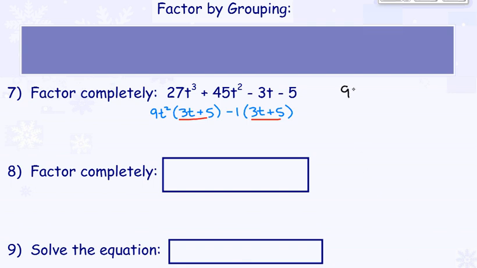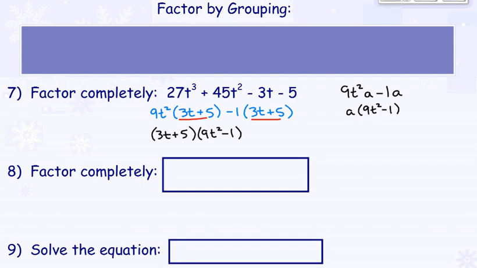If you had 9t squared times a, let's say, minus 1 times a, both of them have a factor of a. You could factor out the a, and you could leave 9t squared minus 1 as the other factor. So the same idea applies here. We have 3t plus 5 in both places. We could factor out 3t plus 5 and leave 9t squared minus 1 as the other factor. It's not necessary to put them in this order. You're welcome to put 9t squared minus 1 first and 3t plus 5 second.